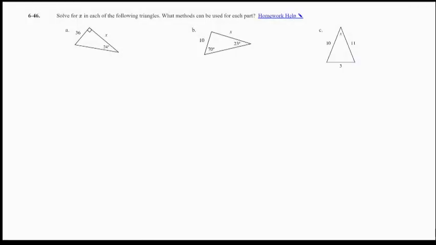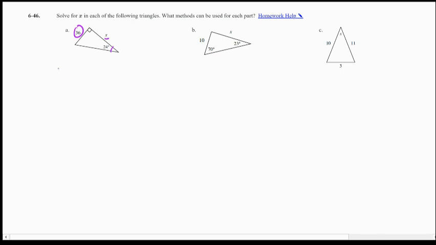Here is to solve for x in each of the following triangles. So the first one that we're working on is a right triangle, meaning I can use SOHCAHTOA to help me with this. Looks like I'm given this angle. I have the opposite side, and I'm looking for the adjacent side.